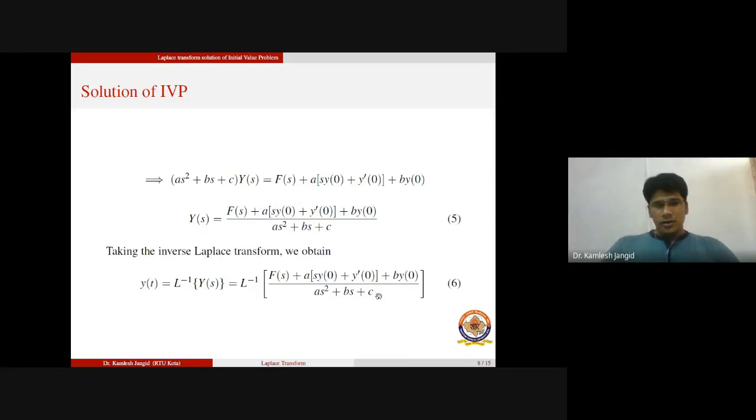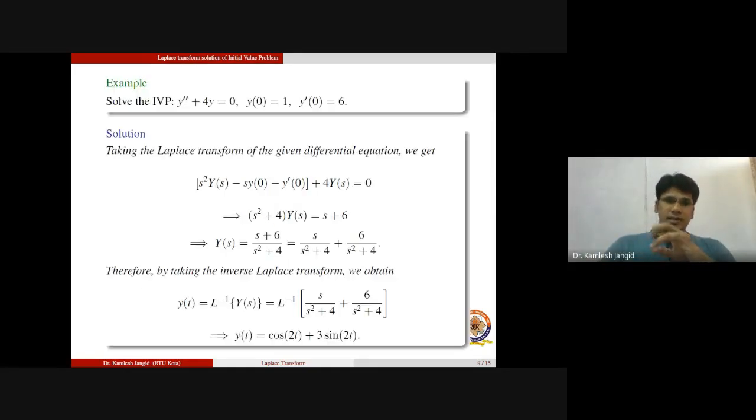Right? So to solve the initial value problem, first we take the Laplace transform of the given differential equation and simplify for the Laplace transform of the dependent variable y. And then we take the inverse Laplace transform, and we get the required result in terms of the dependent variable y. So let us see an application of the Laplace transform to solve the initial value problem.